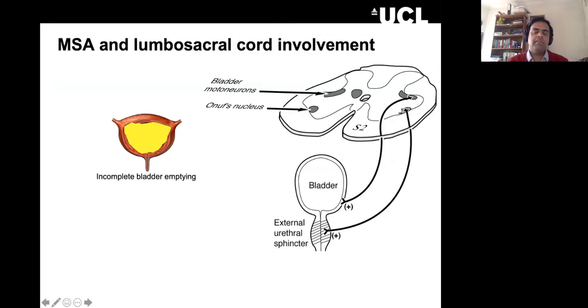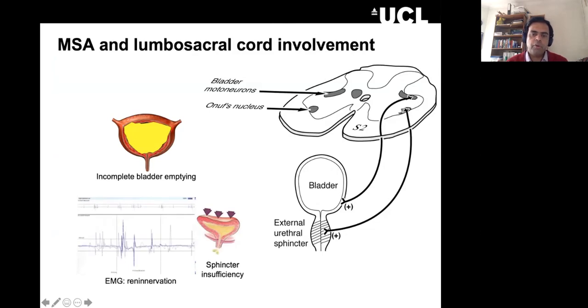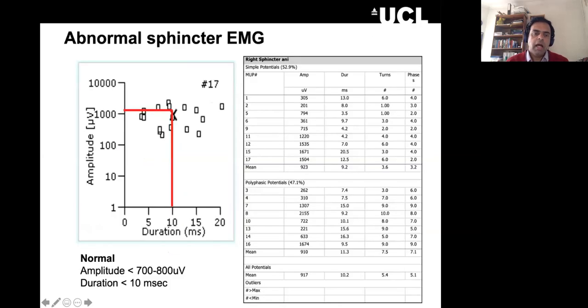We know that one of the reasons for this is that this is a neurodegenerative condition that particularly affects the spinal cord. So with degeneration of the bladder motor neurons, the patients develop incomplete bladder emptying and complete urinary retention. With involvement of the Onuf's nucleus, there can be a degree of sphincter insufficiency, but the innervation of the sphincters is involved, and hence if you put a needle into the urethral or the anal sphincter, you get an abnormal sphincter EMG. So this is the EMG of a patient with multiple system atrophy.